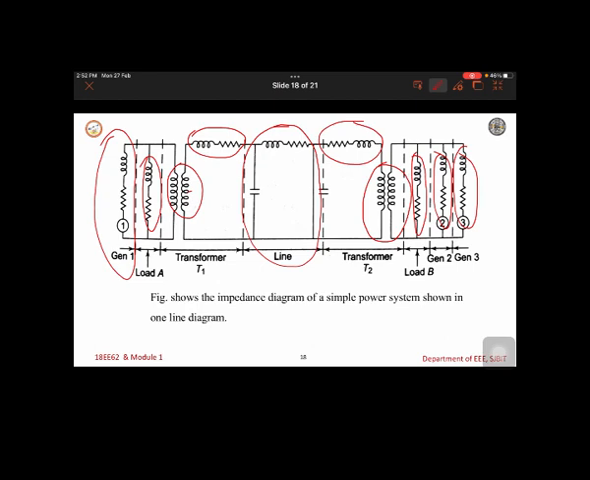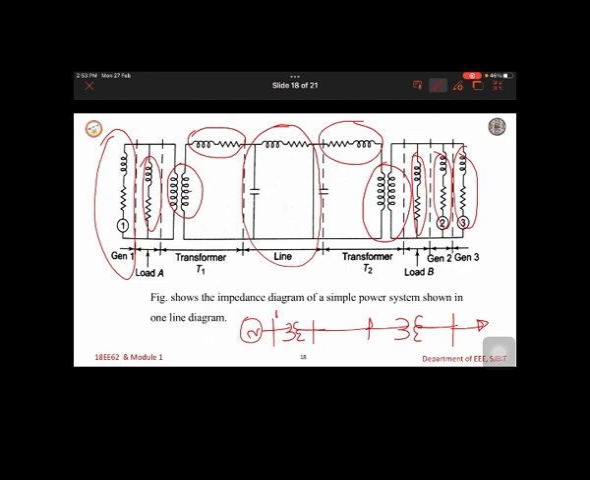The most important thing here is to see how many elements are connected in parallel and how many elements are connected in series. Series connected elements in a power system are nothing but the transformer and the transmission line. These are series connected elements, but at the starting and end, they are connected in parallel.